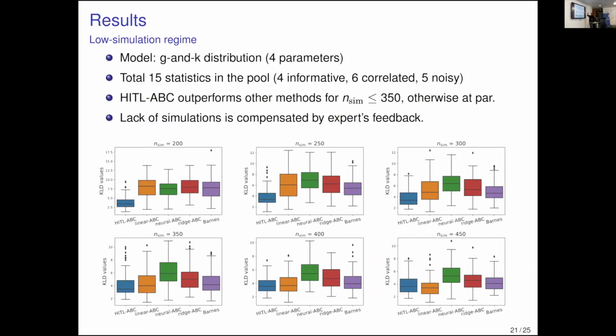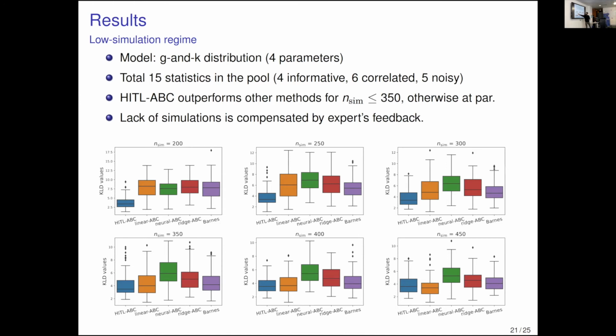So this is the low simulation regime case. We took the g-and-k distribution. It has 4 parameters and is a univariate distribution. We took 15 statistics. Four statistics are known in the literature to be informative about those 4 parameters. Then we added 6 more by multiplying these statistics one by one to each other in pairs of 2. And then we added 5 noisy statistics, which are just random noise. Now for different budgets, we evaluate the different methods.